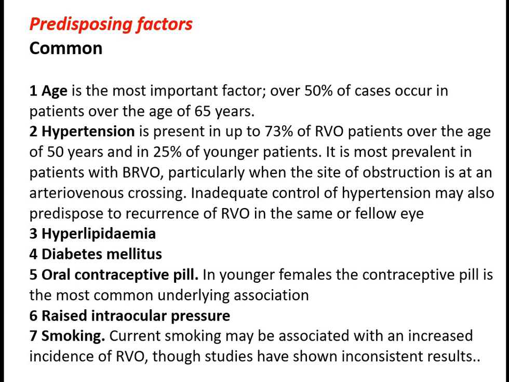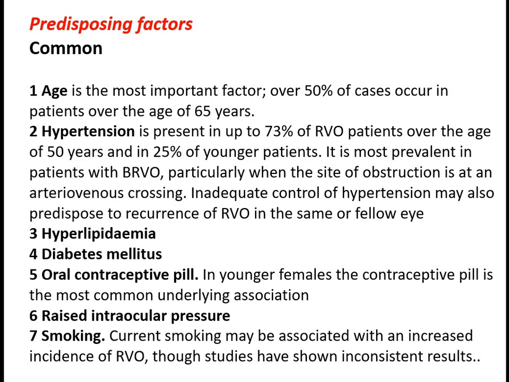It is most prevalent in patients with branch retinal vein occlusion, particularly when the site of obstruction is at the arteriovenous crossing. Inadequate control of hypertension may also predispose to the recurrence of this vein occlusion in the same eye or in the fellow eye. We have hyperlipidemia, diabetes mellitus, oral contraceptive pills. We should ask the patient, especially in younger females. They show that in younger females there's a strong association between contraceptive pills and the presence of retinal vein occlusion.